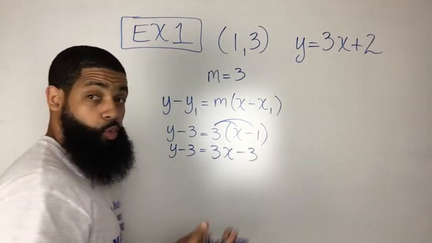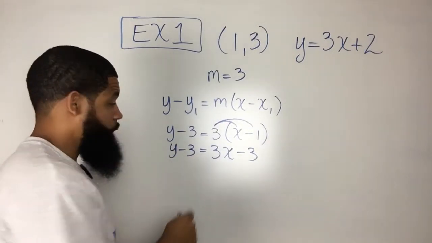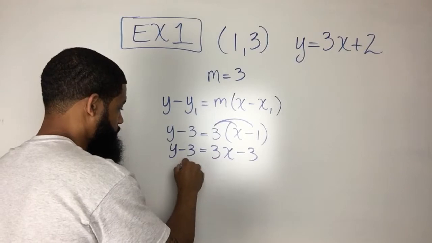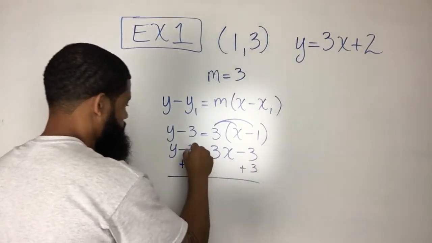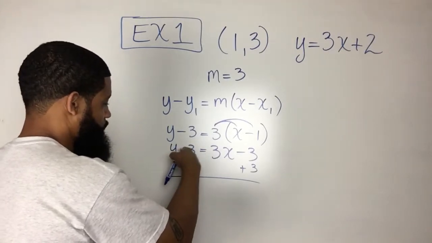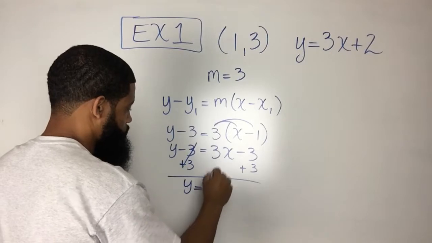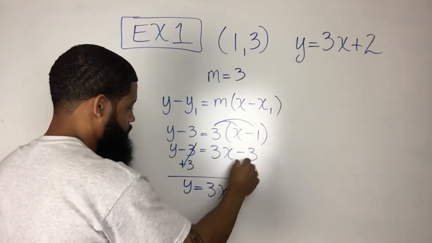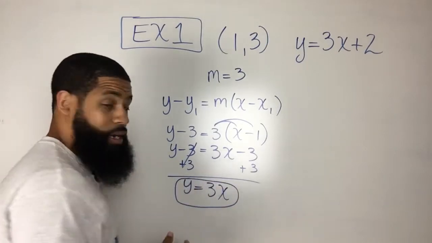And now I just need y by itself. The opposite of subtracting 3 is adding 3 to both sides. So I'm going to add 3 there. Now these two will cancel, because if I have y minus 3 plus 3, they cancel out. So I'm left with just y equals 3x, and then these are opposites as well. So right here, I have y equals 3x.